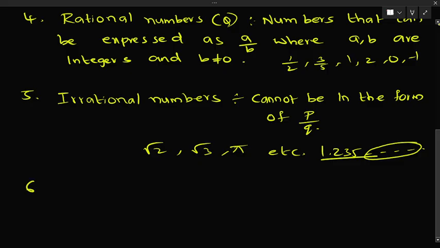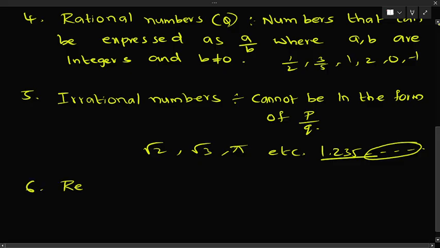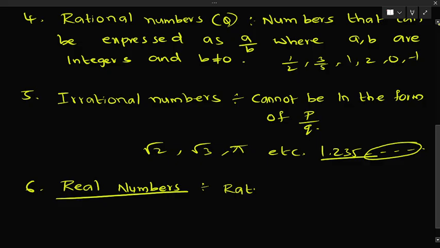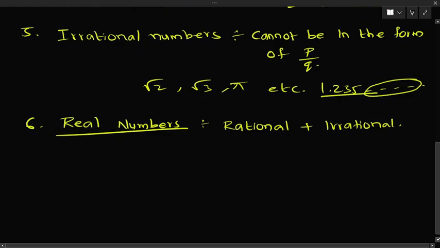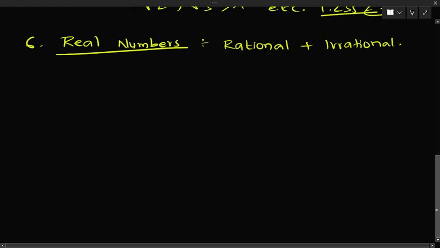And the final one is real numbers. What do you mean by real numbers? Real numbers consist of all the numbers. So, real numbers are simply written as rational plus irrational. I will give you full clarity regarding this in the form of Venn diagrams.